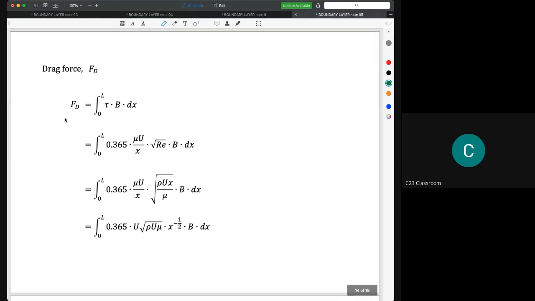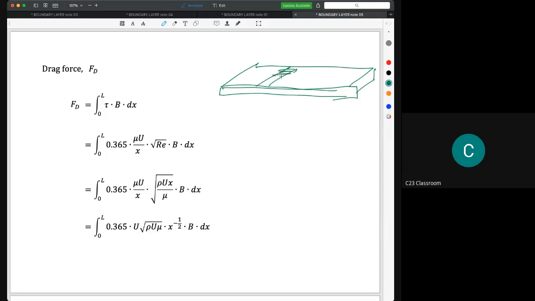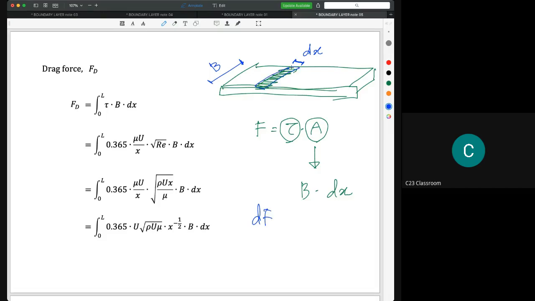So then how to calculate the drag force? Okay, we go back to the basic idea. We have a flat plate like this one, and we have width here. If we have a small area here, how do we calculate the force? We know that force is equal to tau and A. The tau is the shear stress, and A here is the width B and also the dx, because dx is the distance of this small area. So dF, a small amount of force only for this area, can be calculated as tau B dx.